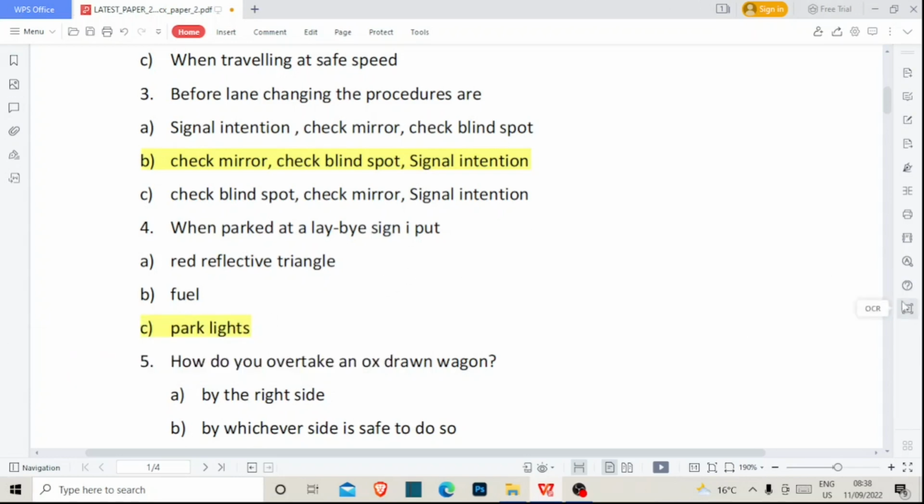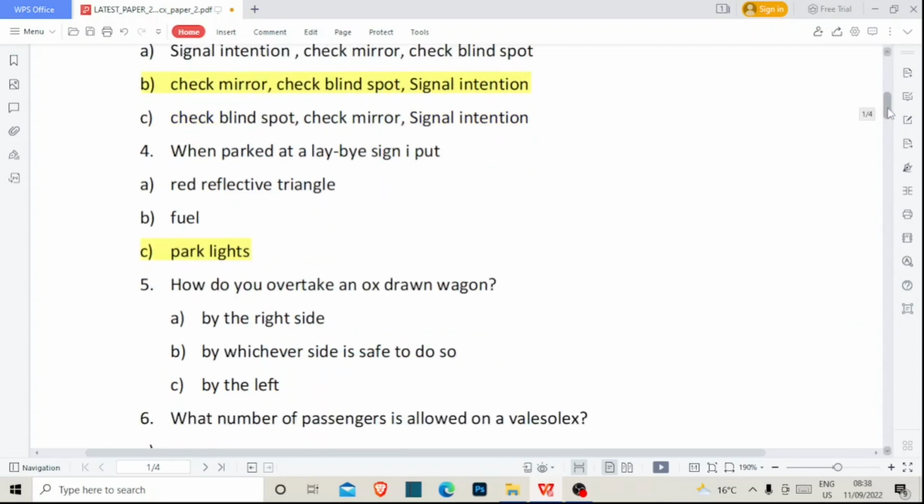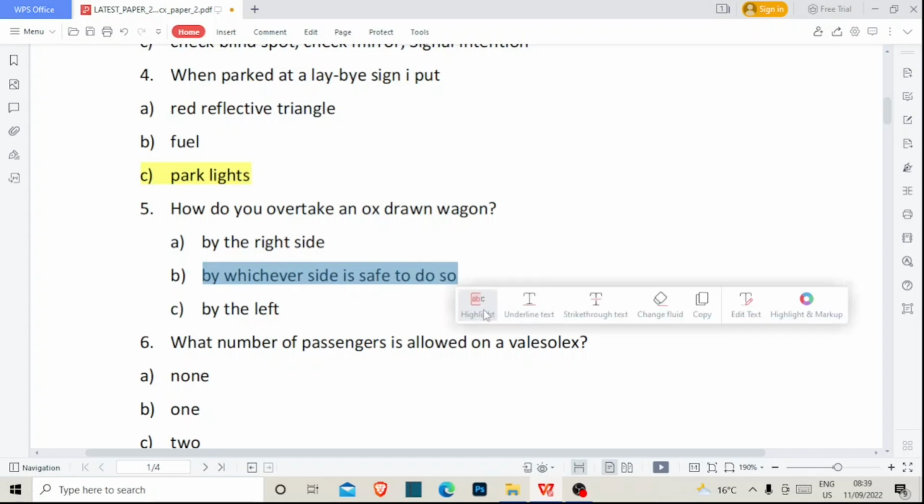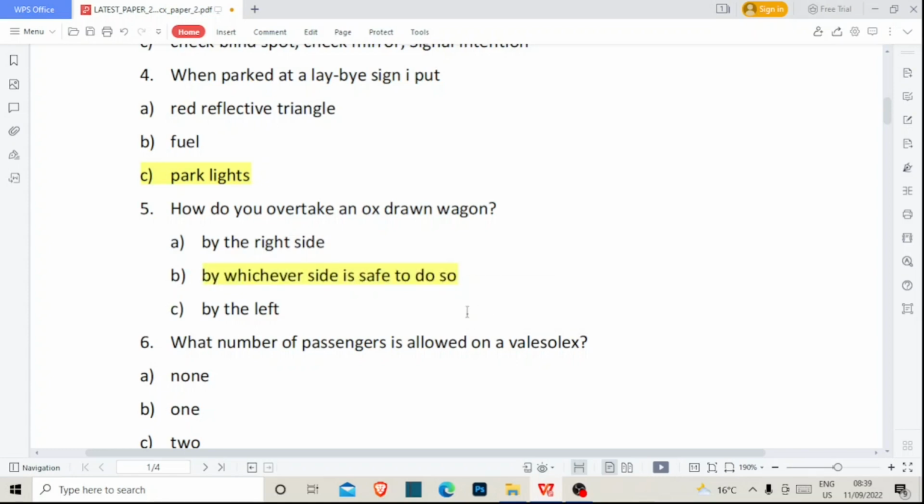Now let's go for number 5. How do you overtake an ox-drawn wagon? Is it by the right hand side, or whatever side is safe to do so, or by the left? The only way to overtake an ox-drawn wagon is by whichever side is safe to do so. It might be the right, it might be the left. Which one is necessarily the safe way to do so at that moment? So that's the correct answer.